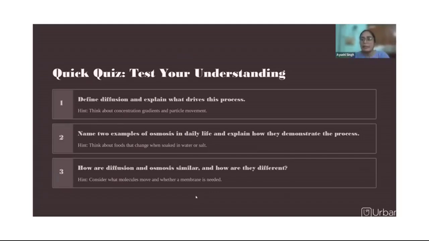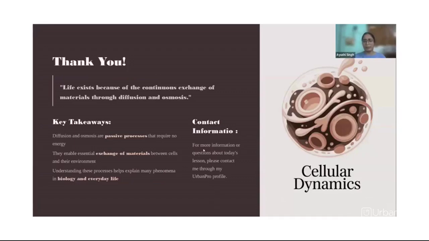So first is define diffusion and explain what drives this process. What kind of energy, or not exactly energy, what gradient you can say. Okay, name 2 examples of osmosis in daily life and explain how they demonstrate the process. So this you can think about and tell. And how are diffusion and osmosis similar and how are they different. So I hope till now you have understood everything, and maybe you are able to answer a lot of things. Okay, now you are getting how these questions can be solved easily.